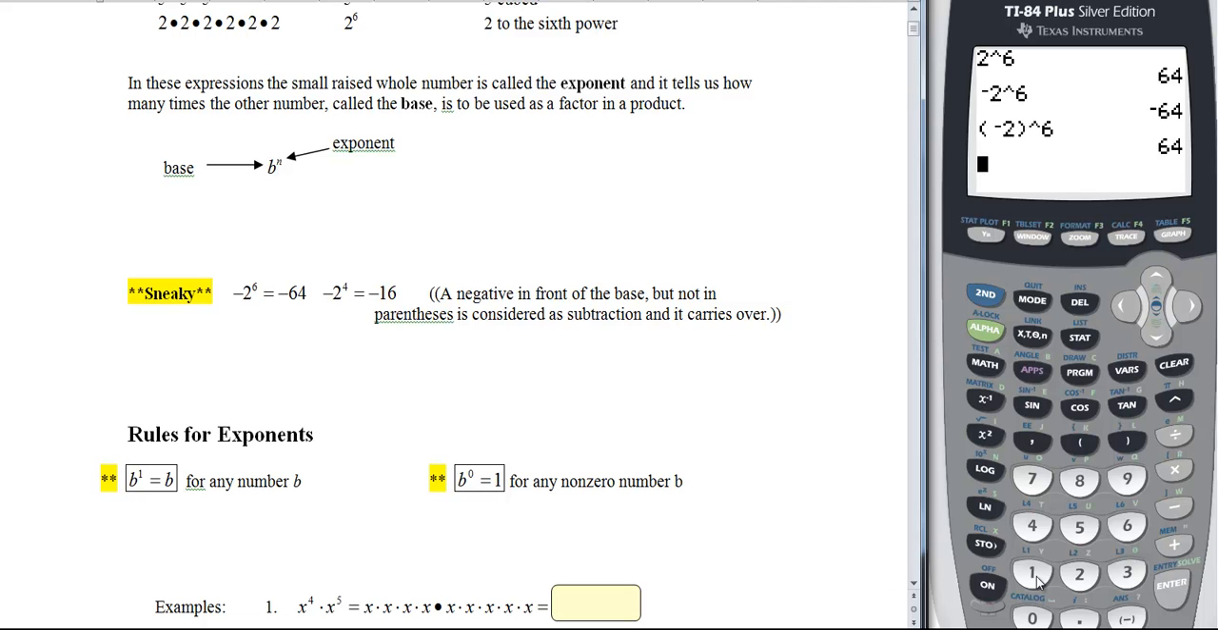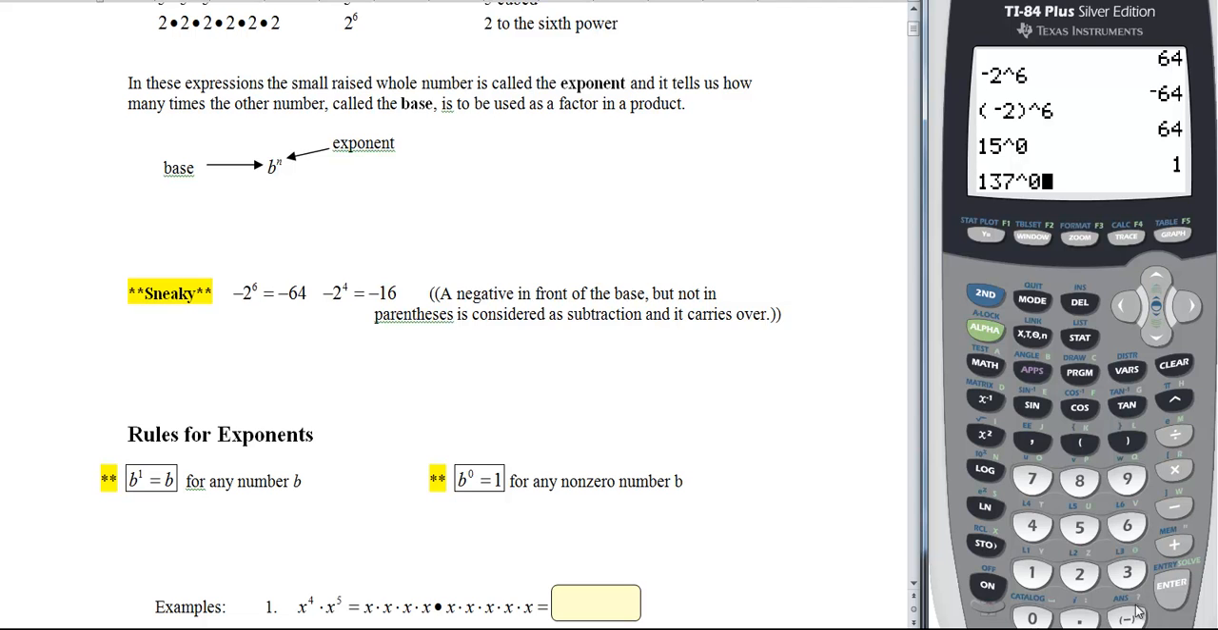Well, let's try this one. Let's do 15 raised to the 0. Okay. Maybe 137 raised to the 0. What if I did a negative 137 raised to the 0? Now, if you remember back earlier, don't have it in parentheses, so the 137 will be raised to the 0 power, the negative will carry over. So I should end up with a negative 1, and I do.